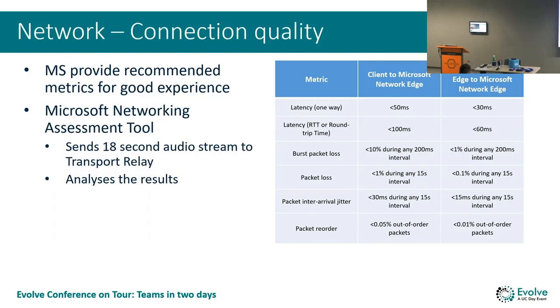If you're going from the client, we would expect it has to be less than 100 milliseconds of latency. If we were going from the edge, we want it to be 60 milliseconds. That's to allow for the understanding that your client isn't in your data center, that there has to be an element of something happening while it's crossing over your WAN.